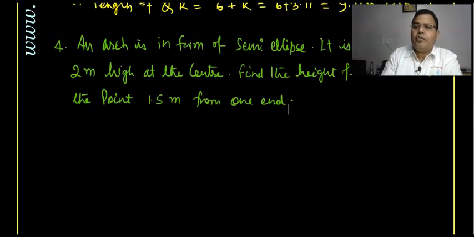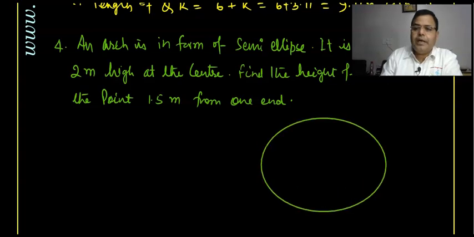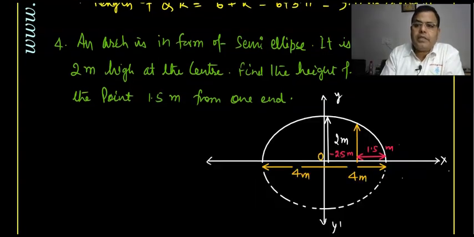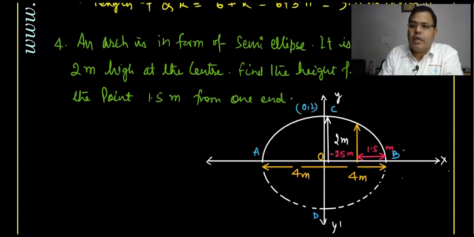So again, this is a similar type question. I can have an ellipse like this. Let us try to understand, this is just an ellipse, with points A, B, C and D. If this is taken as origin and this is 2 meter high, the coordinate of this is (0, 2). And because it is 8 meter wide, here it will be (4, 0).